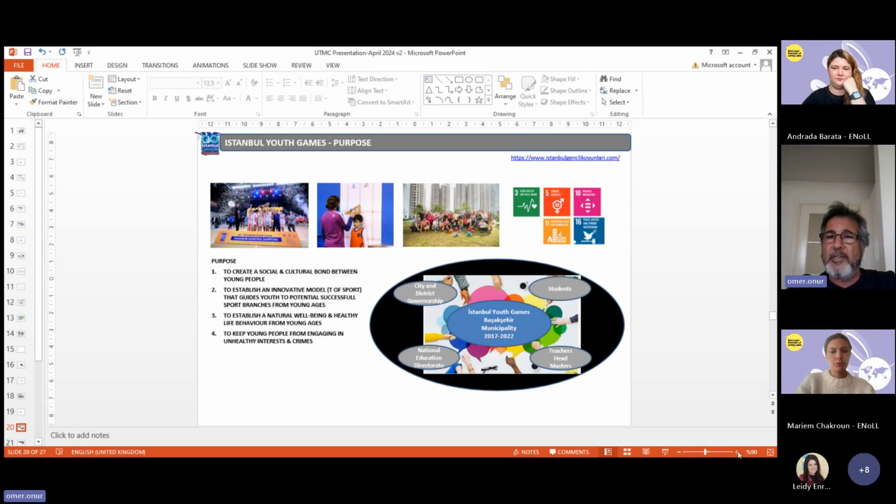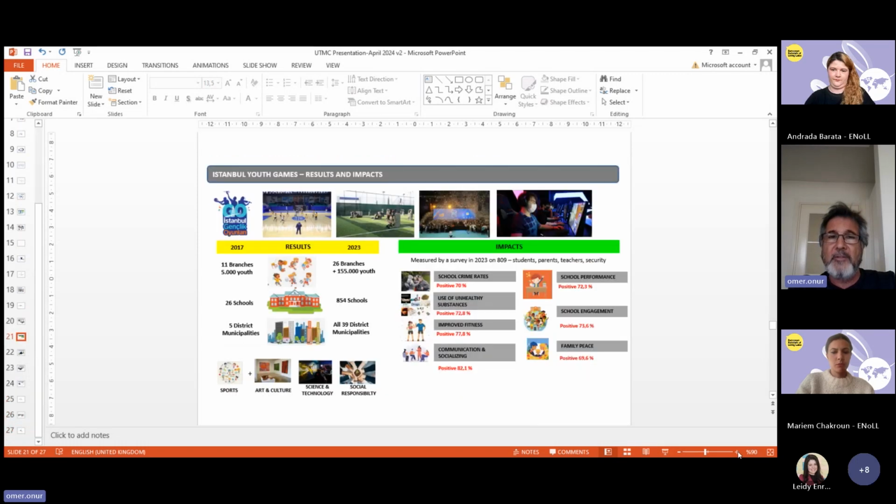So with all the input and the ideas we received from these groups, stakeholders, this Istanbul Youth Games was created in Başakşehir. Now, this youth games actually became youth games for Istanbul. It was initially for Başakşehir, but now it has become a youth games which is used in all Istanbul.